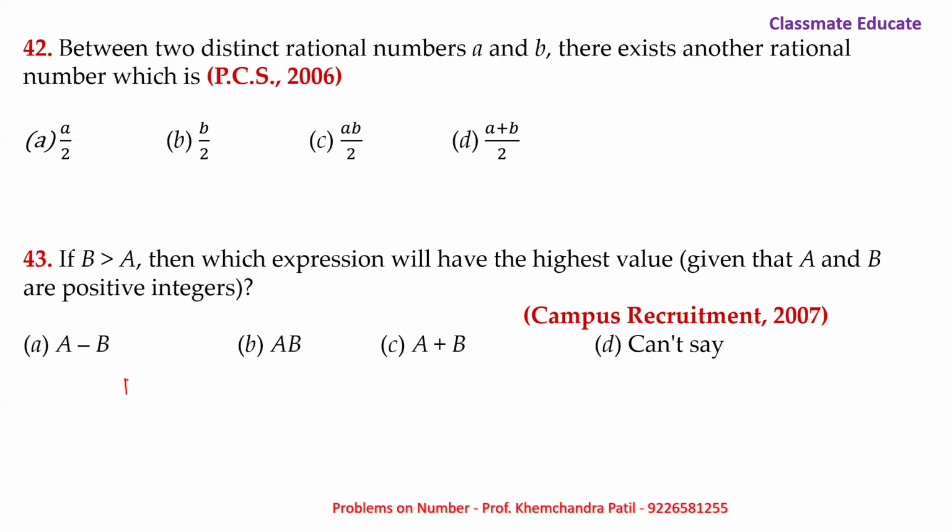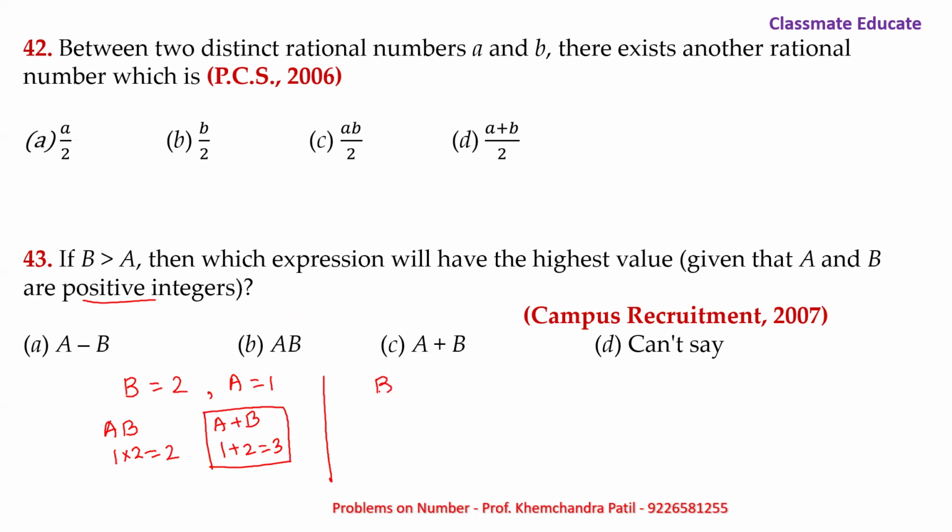If I assume the value of B as 2 and the value of A as 1, since both are positive integers, what values will I get? A multiplied by B is 1 multiplied by 2, which is 2. And A plus B is 1 plus 2, which is equal to 3. So in this case, their addition has the highest value.